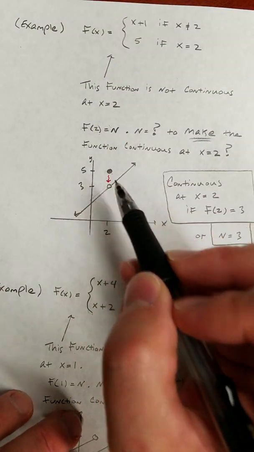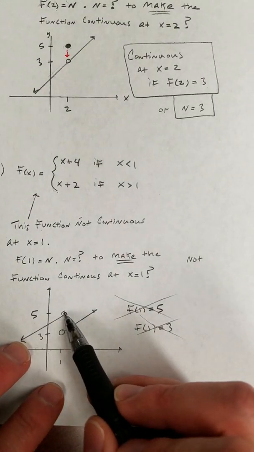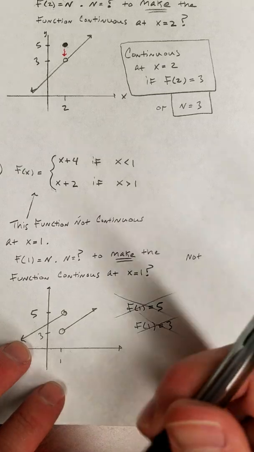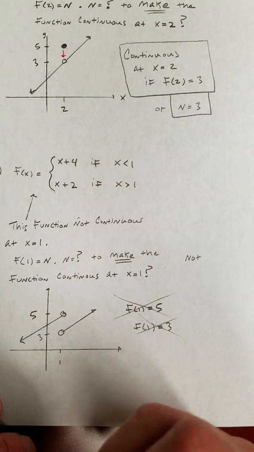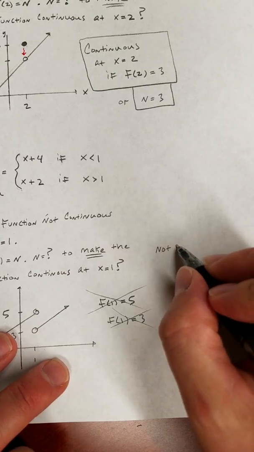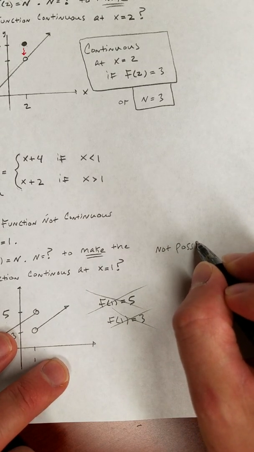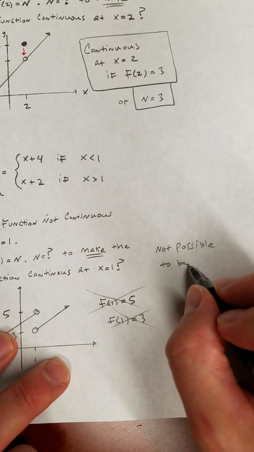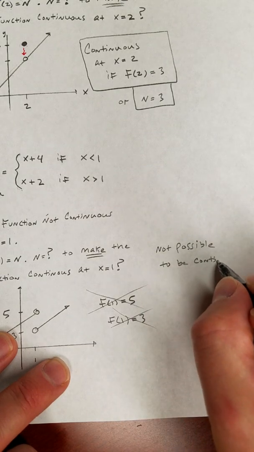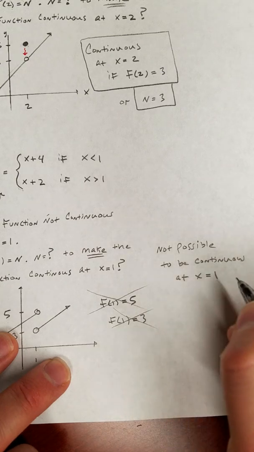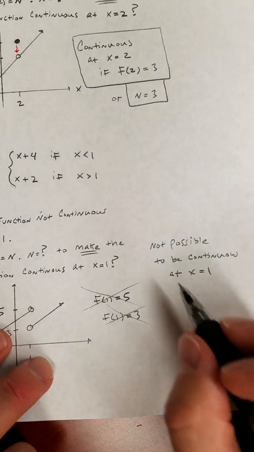You just had to move that point down a little bit. But here, you can put a point here, you can put a point there, you can put a point somewhere in the middle. That's not going to make it one solid, continuous graph. Just not possible. So this one, no matter how you redefine it, we'll say it's not possible to be continuous at 1. It just can't happen.